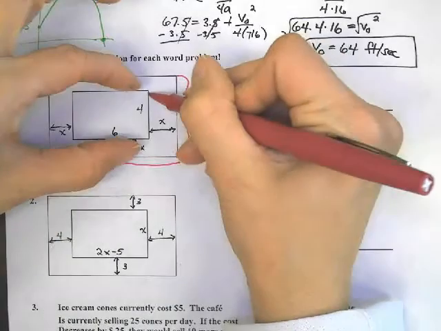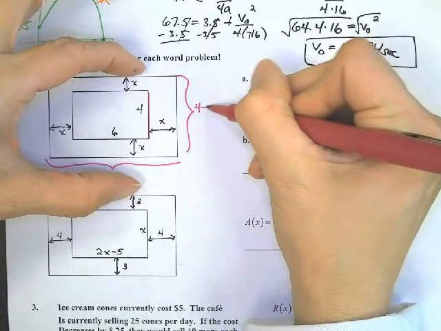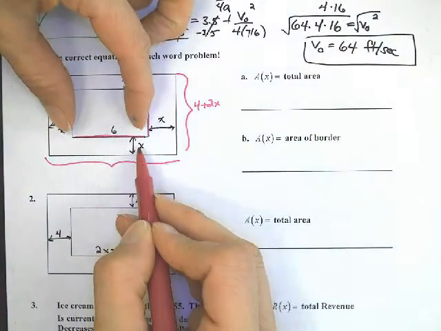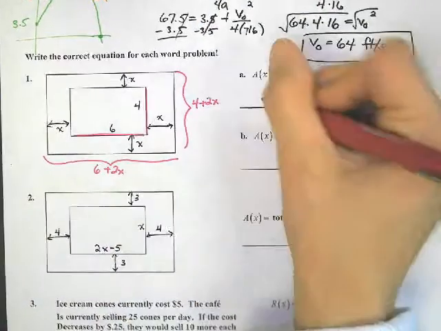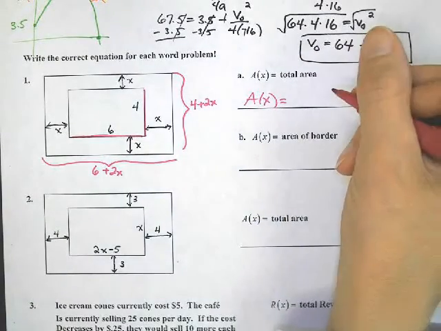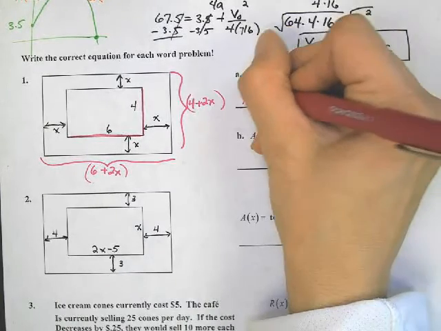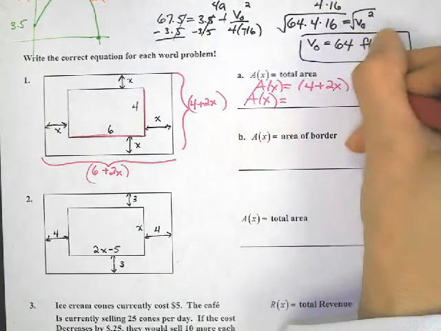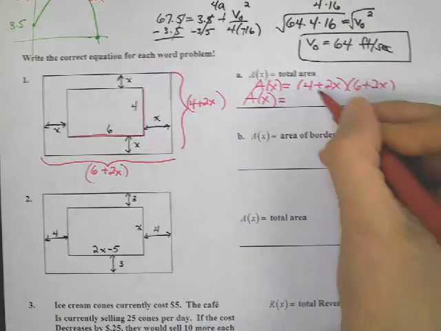So I noticed that here is a 4. It used to be 4, but then it got bigger. That's 4 plus 2x. And this length down here used to be 6, but it got a little bigger, so that's 6 plus 2x. So the A of x equation for this one would be this times this. I need to write this again here: 4 plus 2x times 6 plus 2x, and now I'll have some space to multiply it out.